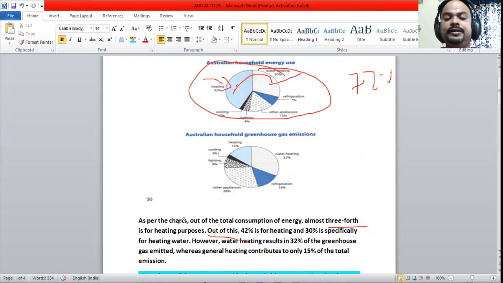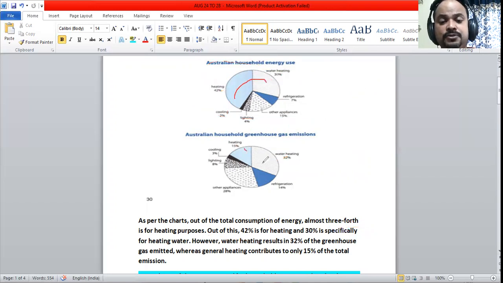However, water heating results in 32% of greenhouse gas emitted. Whereas general heating contributes to only 15% of the total emission. So it goes only 15%. So the merging is done. How is the merging done? This portion is merged with this portion. Comparison is done: the consumption and the gas emission.